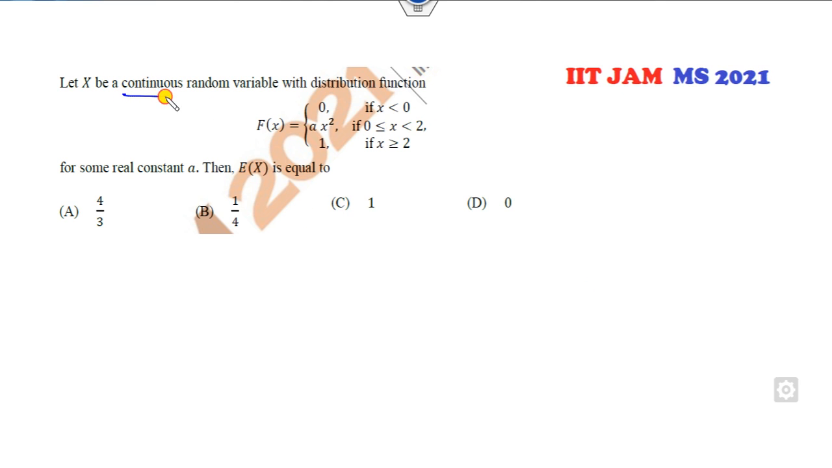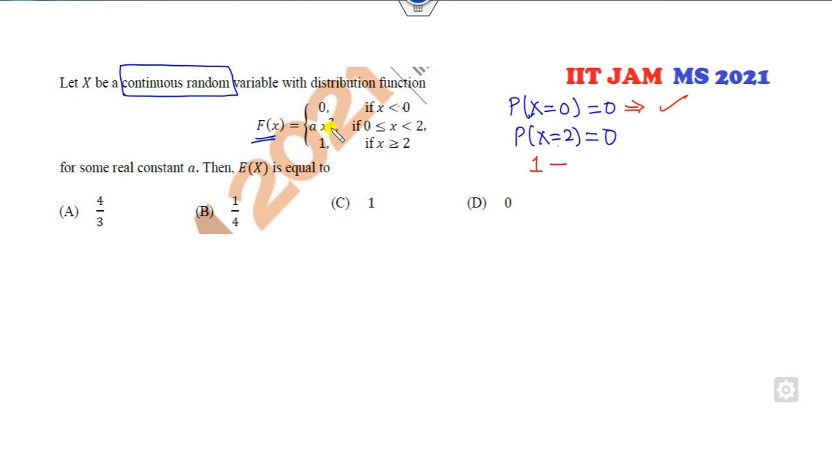Okay, now it is given that it's a continuous random variable. So what does it mean? Also it's a CDF. So it means probability at the breaking point should be 0. Probability at the breaking point should be 0. So what is the value of this? 0 is equal to 0, satisfied. At x equal to 2, this is my 1, minus at the point of 2 is a times 4 is 0. So I get a is my 1 over 4.